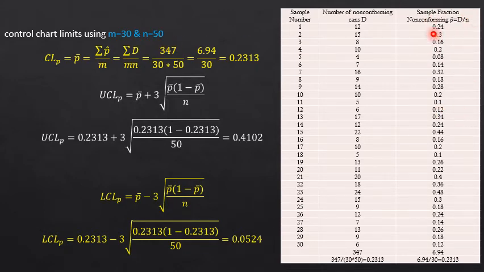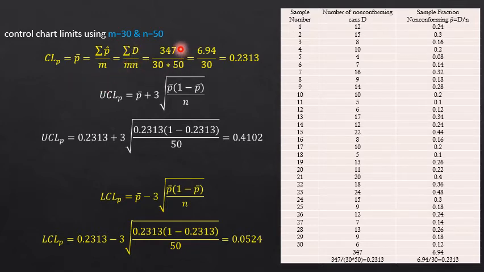that is sample fraction non-conforming, d by n. So we get the d by n column, that is p cap. First, for calculating the center line, CL is equal to p bar, equal to summation p cap divided by m, or we can use this formula also, summation d divided by m n. We get the same answer.